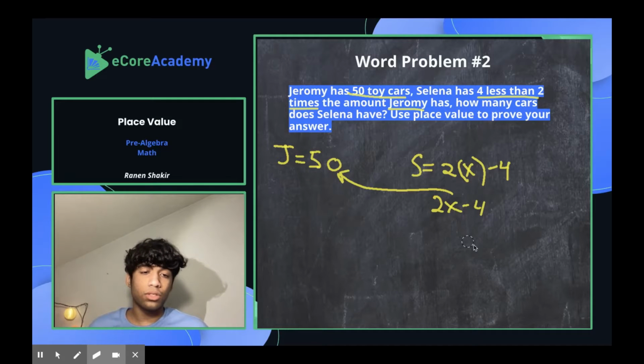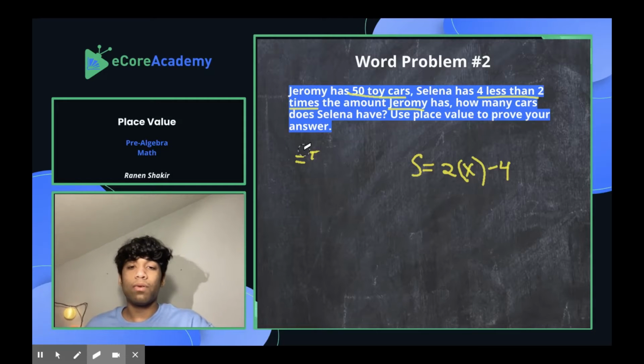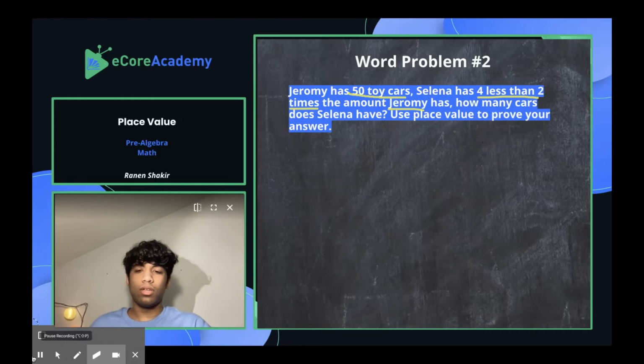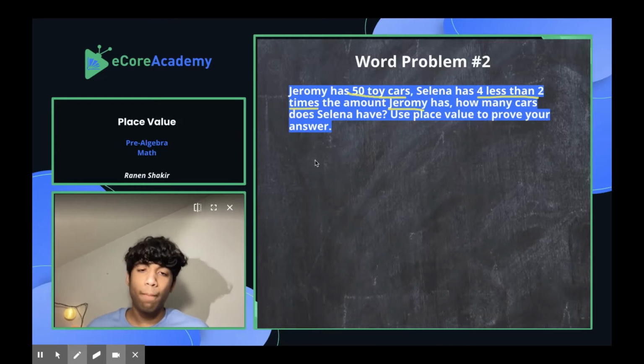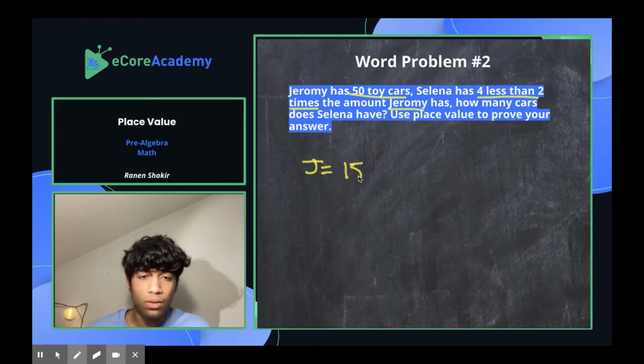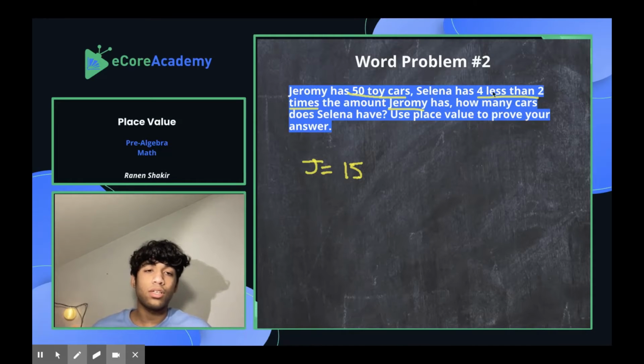So now let's look at a different question. I'm just going to do it right here, so we don't have to move on to the other slide. If hypothetically Jeremy has a different number of cars, let's say Jeremy has, I don't know, 15 cars. Not 50, 15. He got robbed. So let's say Jeremy has 15 cars. We're going to use our same equation. Let's just say Selena still has 4 less than 2 times what Jeremy has.